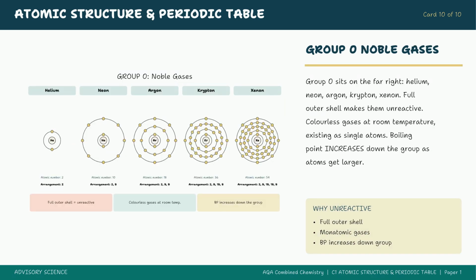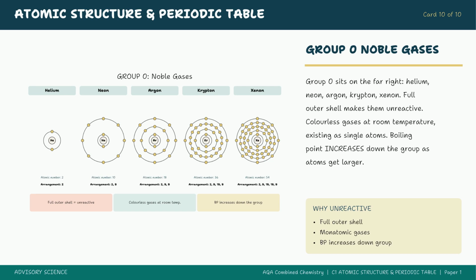Group 0, the noble gases, sit on the far right of the periodic table. Helium, neon, argon, krypton, and xenon. They all have a full outer shell of electrons, which makes them very stable and unreactive. They're colourless gases at room temperature and exist as single atoms, not molecules. Going down the group, the boiling point increases because the atoms get larger.